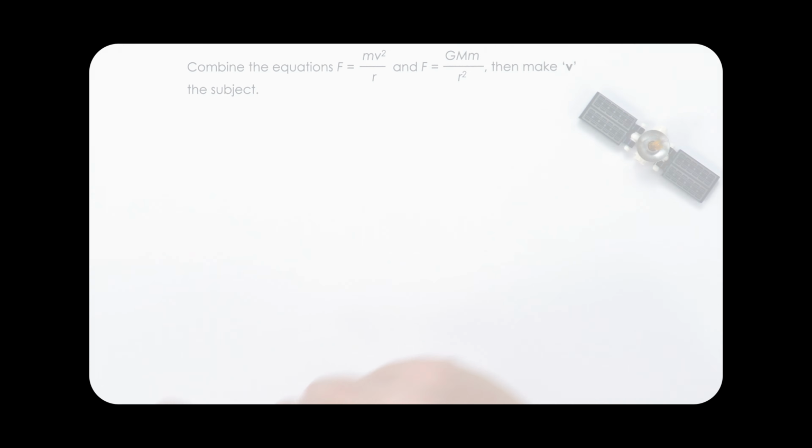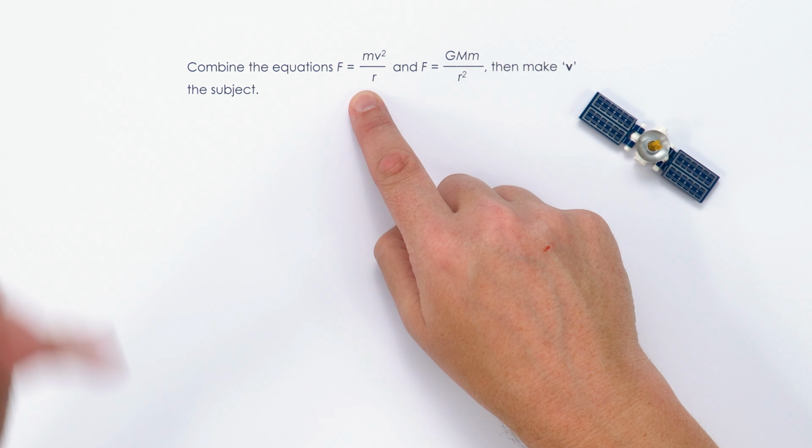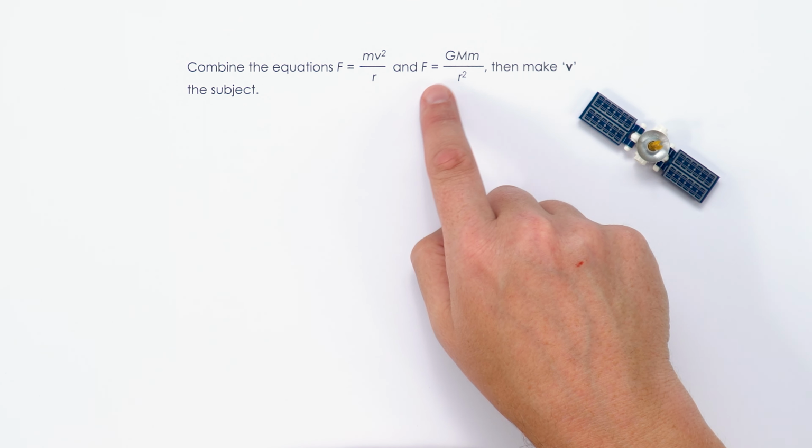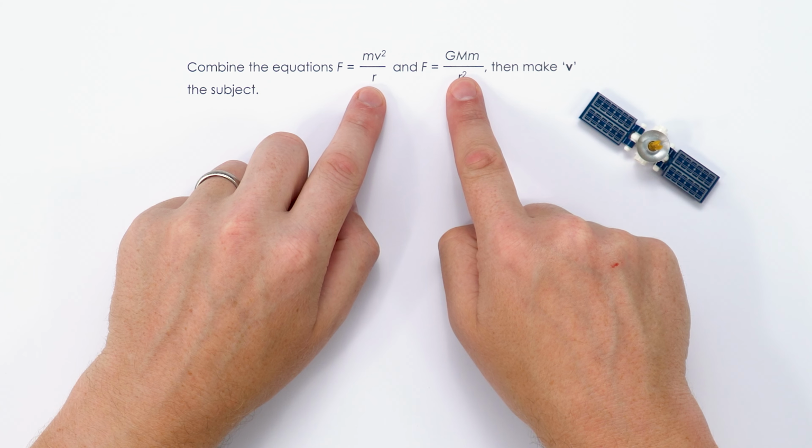In this example, we're going to combine two equations together and then rearrange to make v the subject. So we have an equation that says F is equal to mv squared over r. That's due to the centripetal force, and also F is equal to GMm over r squared. So this is actually the gravitational force of attraction between two things. So we're going to equate the two things together.